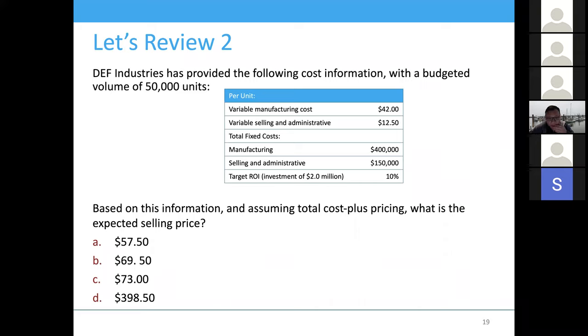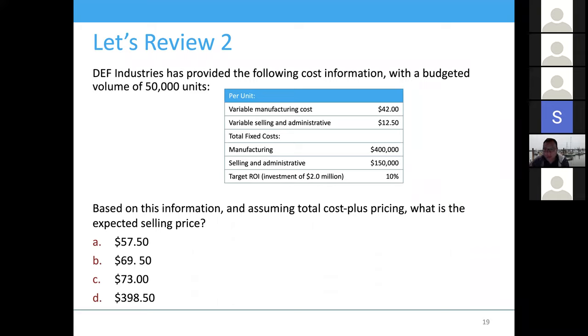Okay, so what is your total cost? My total cost was, I think it was 65.5, I believe. It was 42 plus 1250, and then I took 400,000 and divided it by 50,000 units, and same with 150, and divided that by 4,000 units.